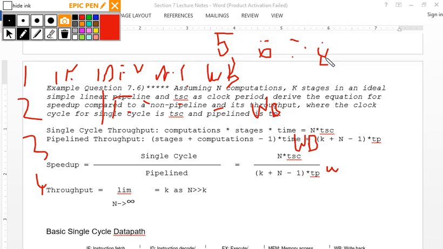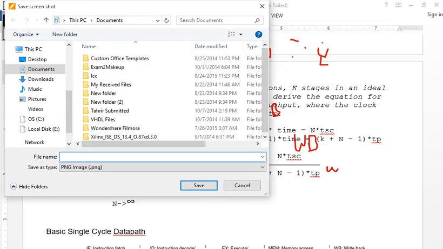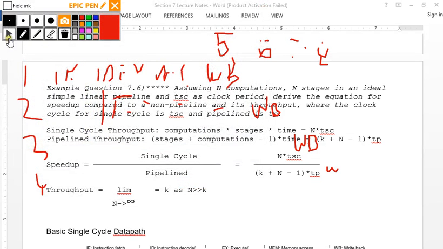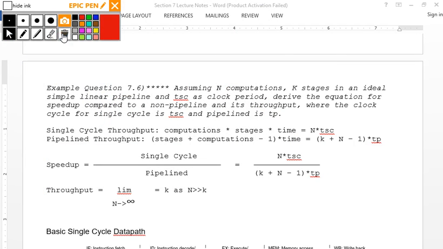So the actual throughput, I'm sorry. We're having a day with the computer here. So we have k plus n minus 1 for pipeline throughput. And then you set these up: n times TSC, and k plus n minus 1 times pipeline time. Now, the throughput is the last part.